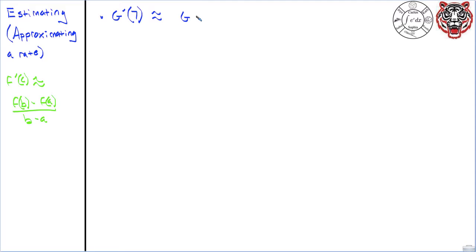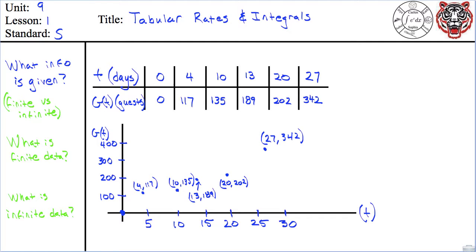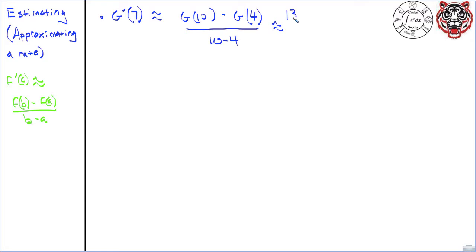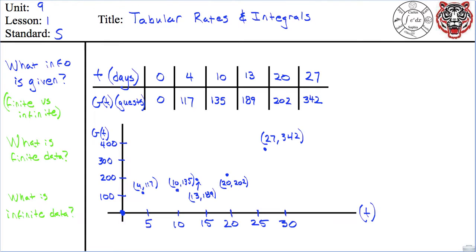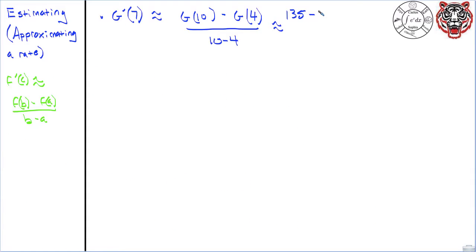So we'll take g of 4 and g of 10, but I'm going to do it backwards because I know g of 10 is larger. So g of 10, just like we have our b first. So g of 10 minus g of 4, all divided by 10 minus 4. What is g of 10? It is 135. 135 minus g of 4, which is 117, all divided by 6.